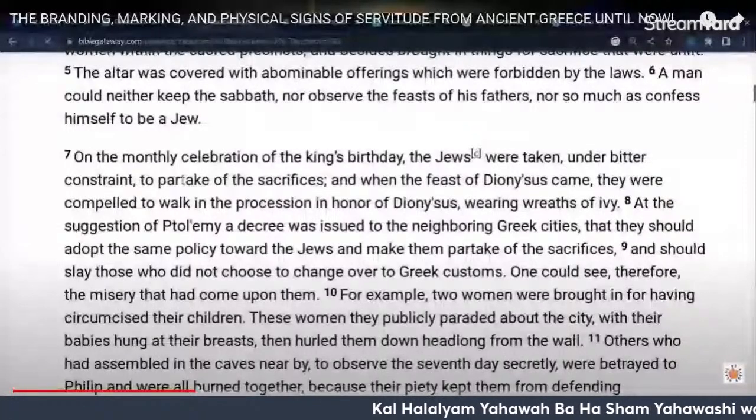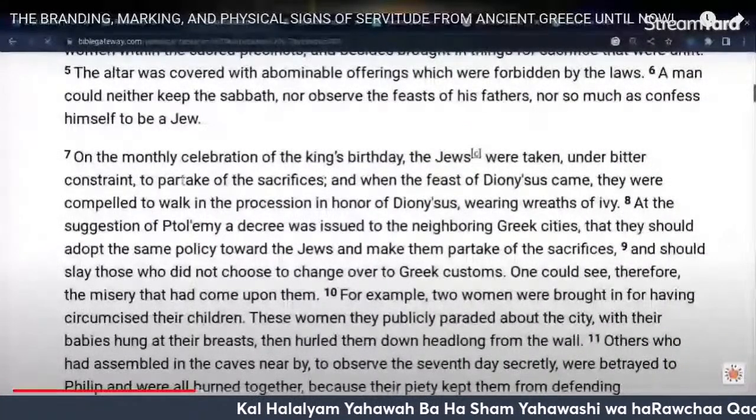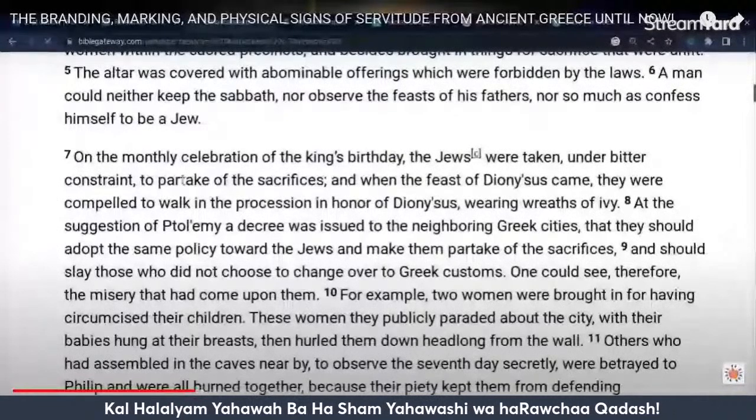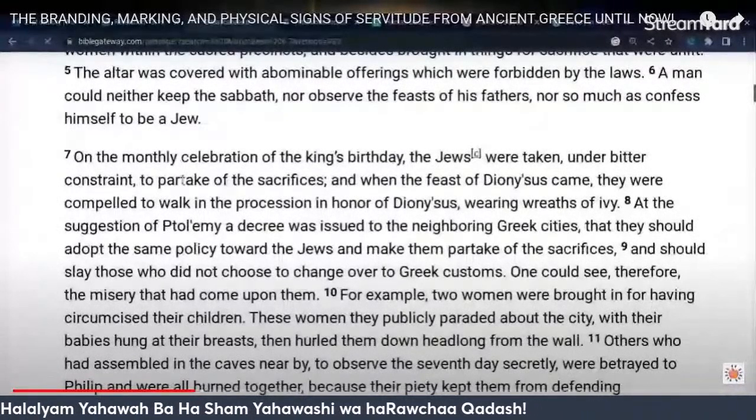It says, and should slay those who did not choose to change over to the Greek customs. One could see, therefore, the misery that had come upon them.